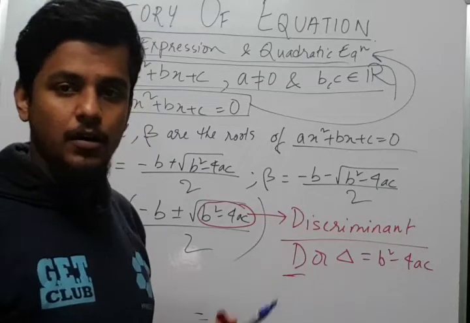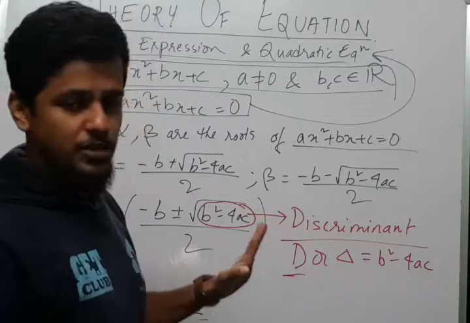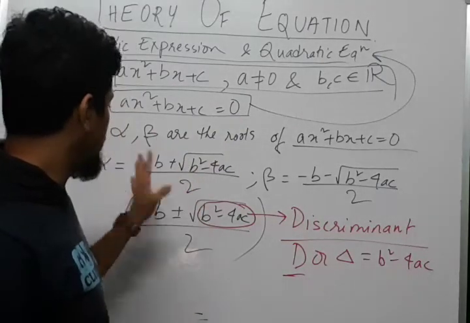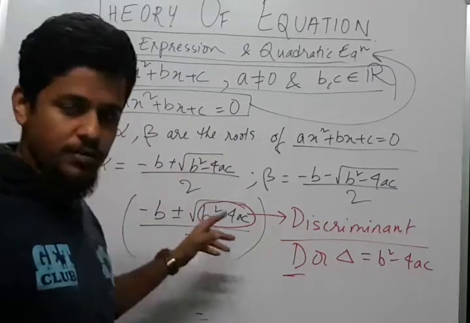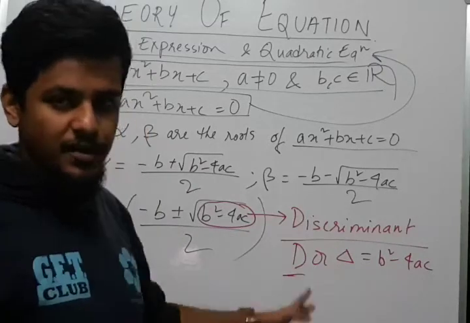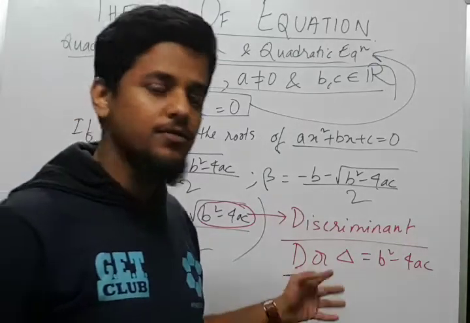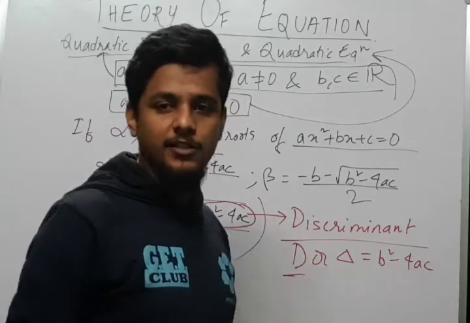I hope you have learned today. We have just talked about the quadratic expression, the quadratic equation, and the values of the roots, and we have understood what the discriminant is. In our next video, we'll try to understand how the nature of the roots is dependent on the value of the discriminant.